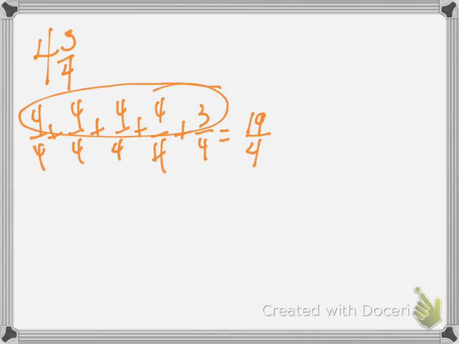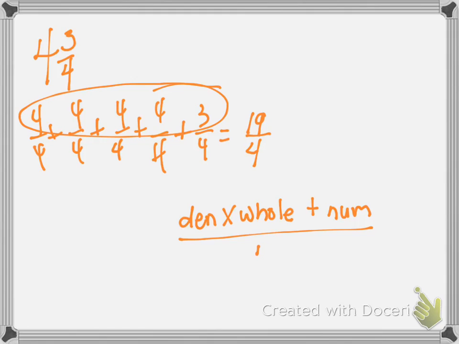Or we could go denominator times whole number plus numerator, and put that over our denominator, because our denominator does not change. So we would go 4 times 4 is 16, plus 3 is 19, and we would get 19 over 4.